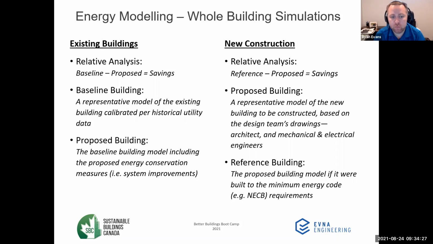And so the reference building is being created from the proposed building, and we're changing certain key inputs of the system. So let's call it the system efficiencies, the lighting power allowances, and we're dialing those inputs back equal to what would be prescribed as a minimum requirement in the code. So now our reference building will represent the code, and the proposed building represents our design. And the relative analysis is the reference minus the proposed, and that gives us our savings.